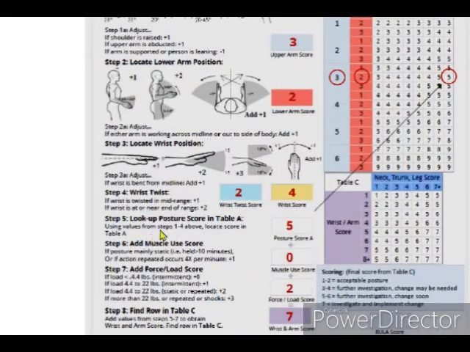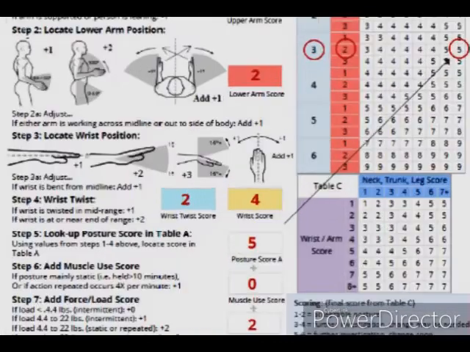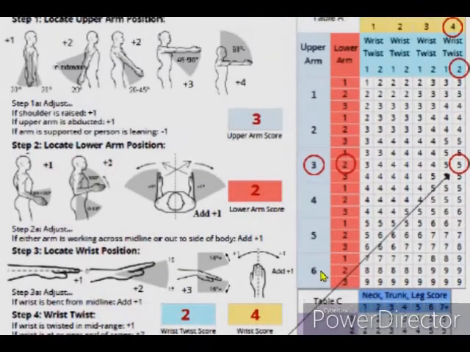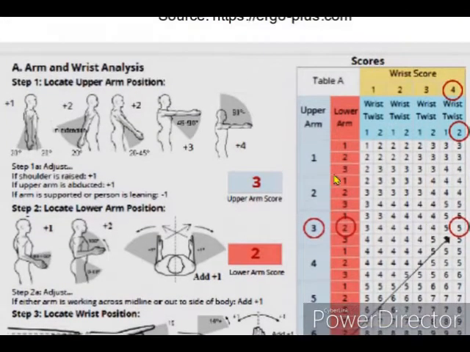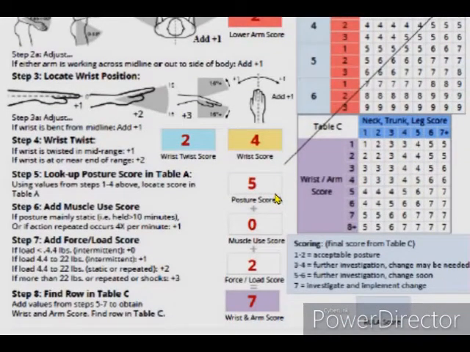Dito naman, look up posture score in table A. Sa posture table, ito yun. Bakit siya 5? Titignan mo ang intersection ng mga nakuha mo. Dito, 3, 2, dito siya 5. Tapos 4, 2, dito rin. Sa intersection niya, 5. Kaya naging 5 to, yung step 5. Look up the posture score in table A.